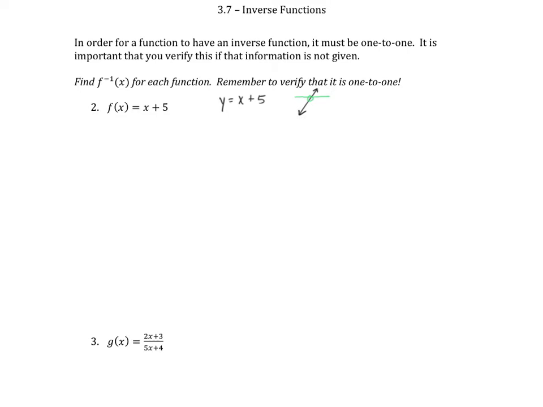If you have a one-to-one function, then you can find an inverse by doing the following. So to find an inverse, and this is if you're given a function, first you're going to switch x and y.